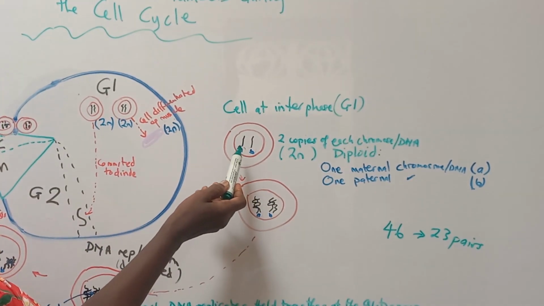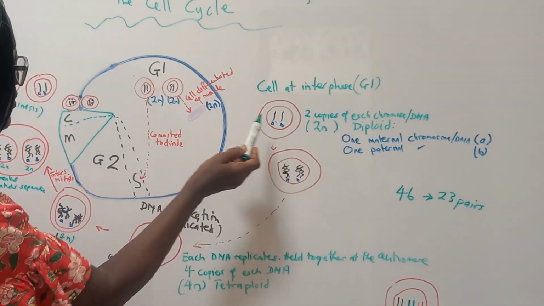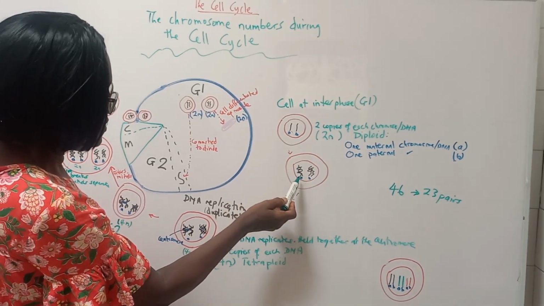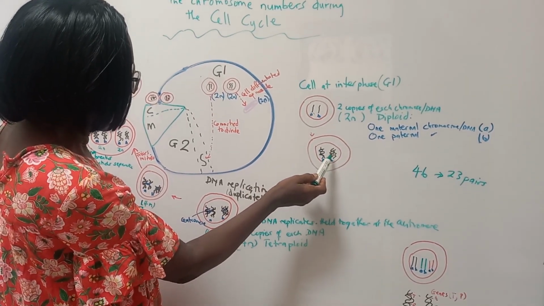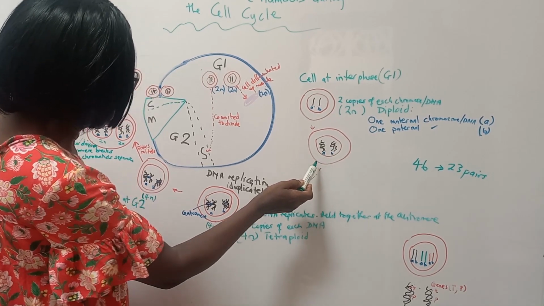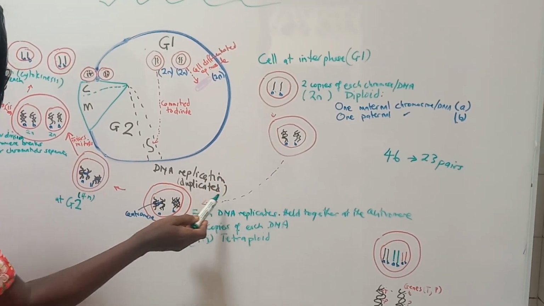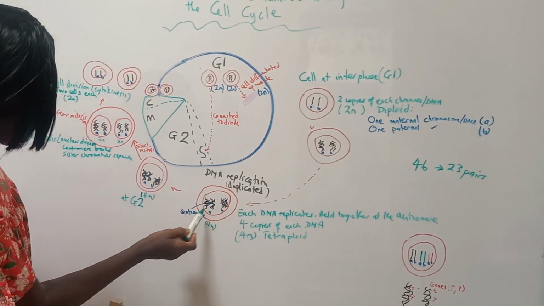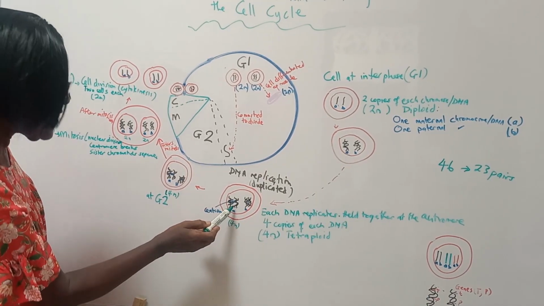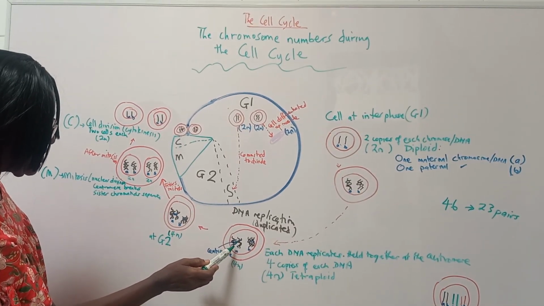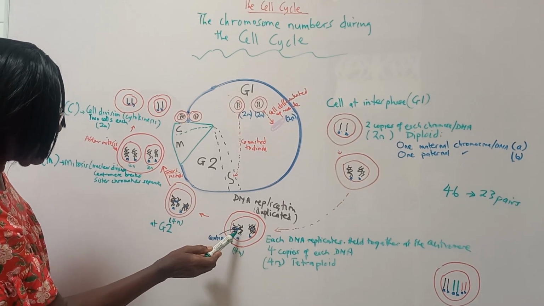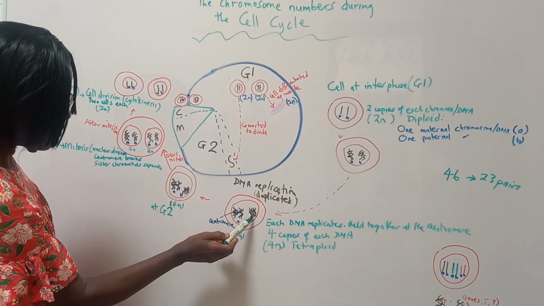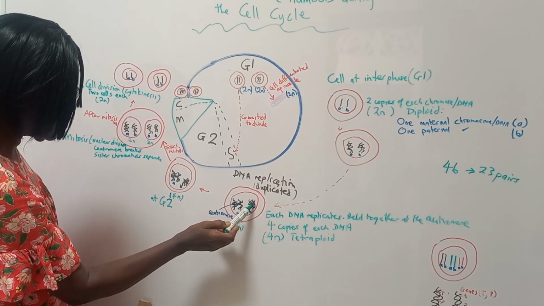So we have two copies, 2N, at G1. So I have these two chromosomes, A and B. They are homologous. I have drawn it as this DNA, and you know that when it comes into the S phase, the DNA is going to replicate. So the DNA for A replicated with the centromere attached. So you have one sister chromatid. The DNA B also replicated, and so you have one sister chromatid attached at the centromere.